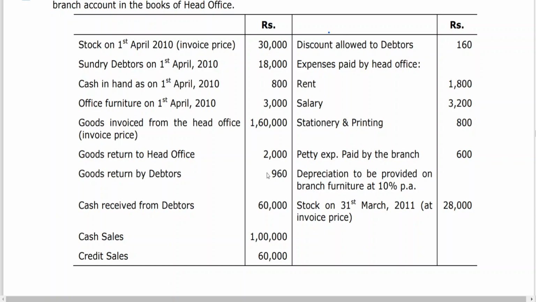Next, goods returned by debtors. This will be taken to debtors account. Cash received from debtors will be taken to debtors account. Credit sales will be taken to debtors account. I think closing debtors is missing. Discount allowed to debtors will be taken to debtors account. Expenses paid by the head office, branch account debited to cash: rent, salary, stationery and printing, petty expenses. Depreciation provided for finding out the closing balance. Stock on 31st at invoice price.